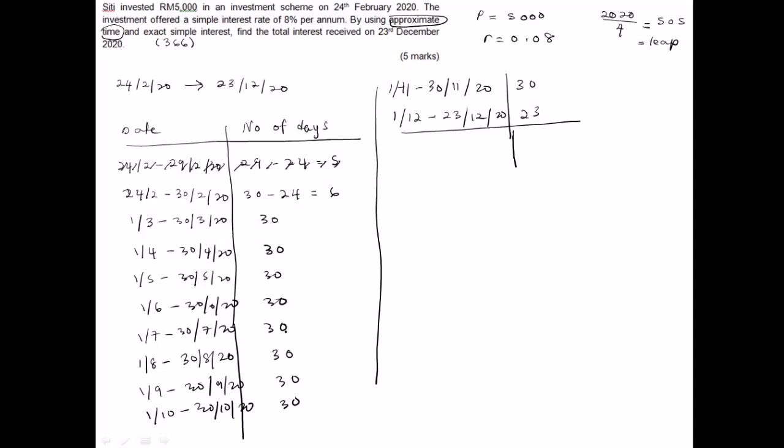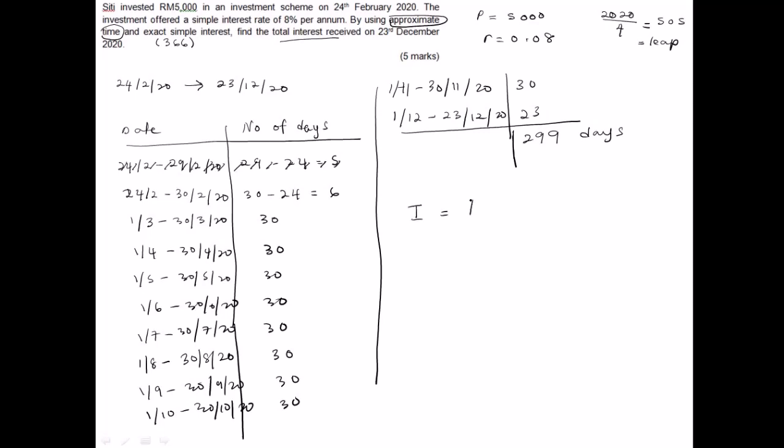Let's total up. 1, 2, 3, 4, 5, 6, 7, 8, 9. Okay, 9 multiplied by 30 plus 6 plus 23. We get 299 days.